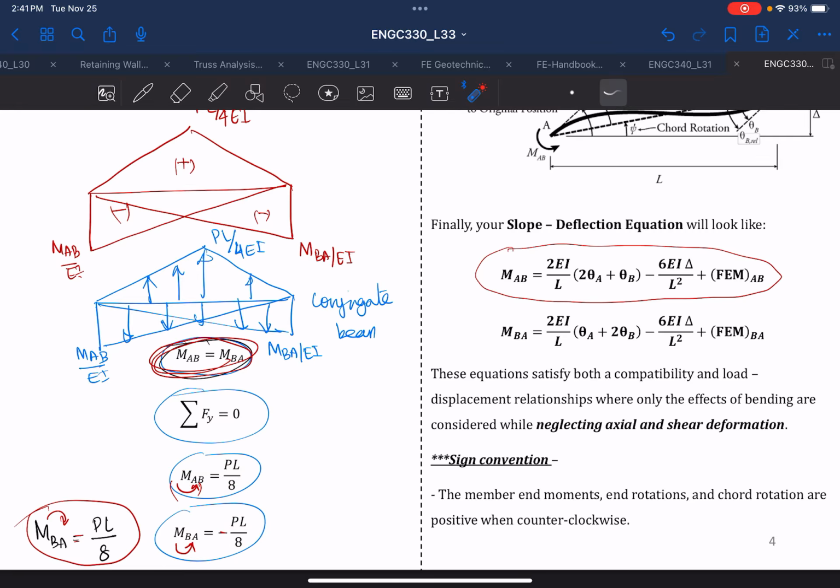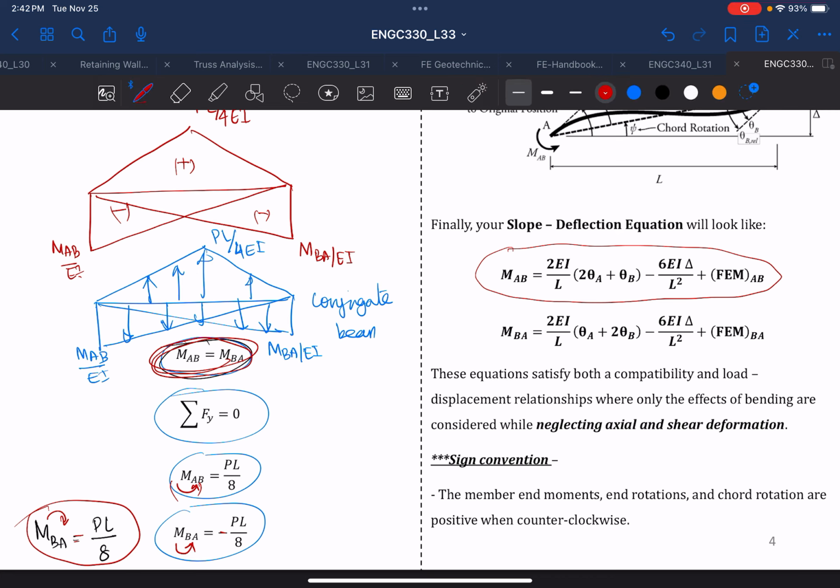Also remember that we neglect the axial deformation, and the sign convention is that the member end rotation and chord rotation are positive when counterclockwise. So that is the sign convention. Many textbooks use different sign conventions, which could be confusing. So we want to follow one sign convention because we already started from the beginning of the class that counterclockwise rotation at the joint for a moment is positive. So we'll stick with that same consistency. Counterclockwise will create a positive moment, and that's what we're going to use here.